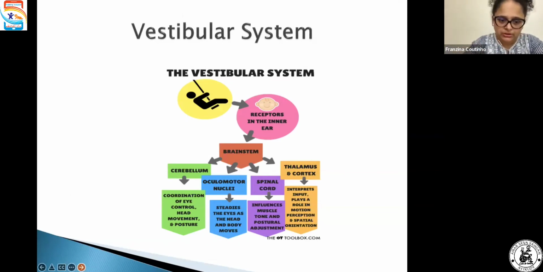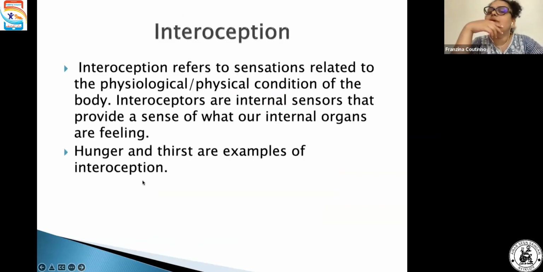This is important because let's talk about interoception now. These are the physiological and physical conditions of the body. They're internal sensors that provide a sense of what our internal organs are feeling. So you have some children who are constantly eating all the time, and children who don't realize that they have to go to the potty. Remember I had said urinary incontinence is very strongly associated with SPD. This is what I meant. So toileting, how they are feeling, they don't know, they can't express their emotions. That is another way interoception is impacted.